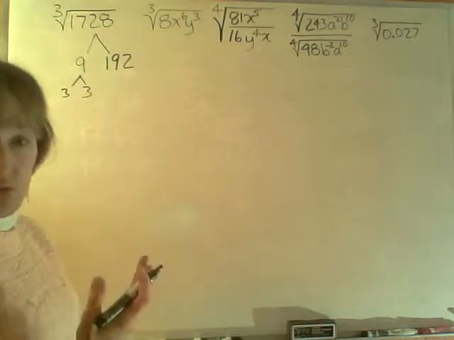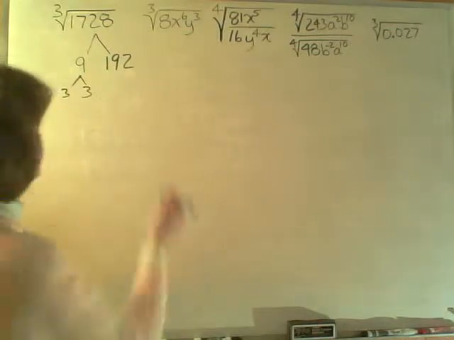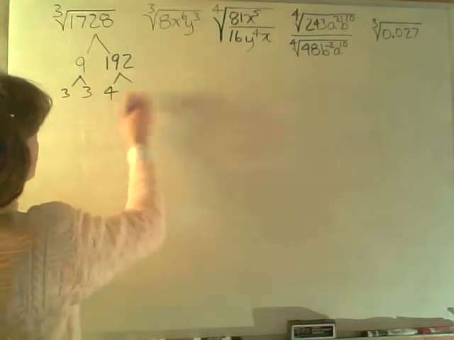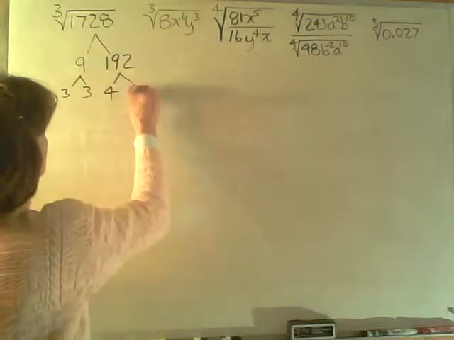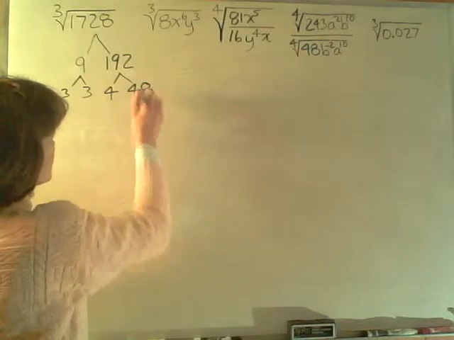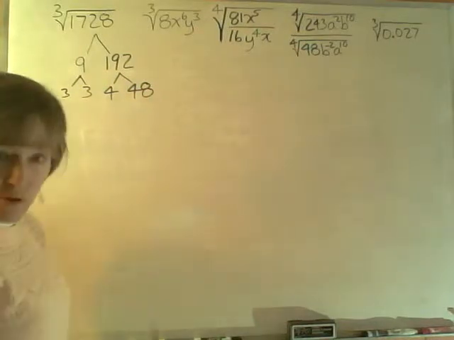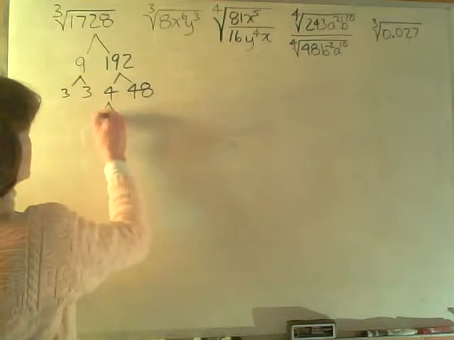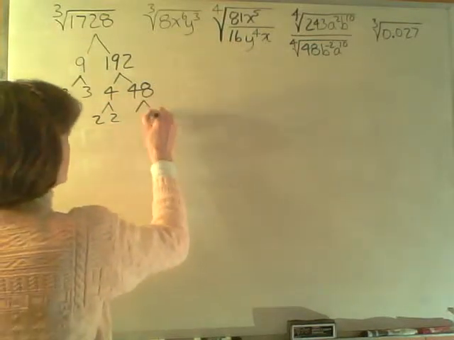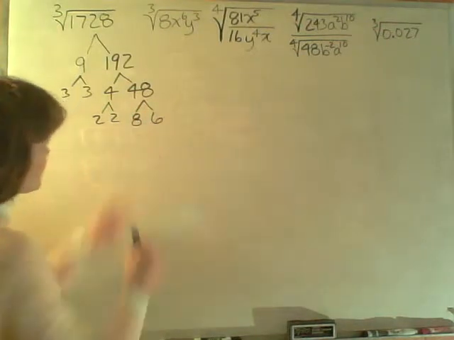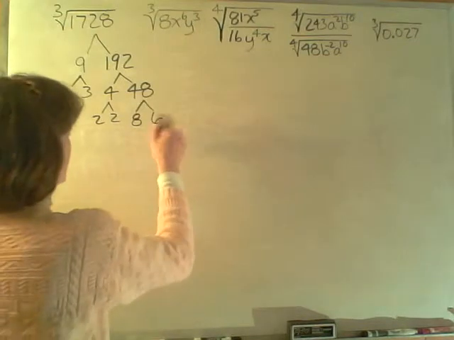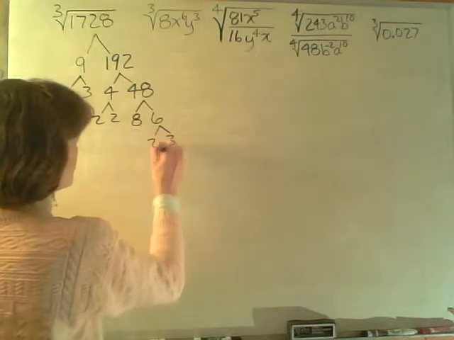Now 192 looks like a number that's probably divisible by 4, so I'm going to try 4. Alright, so 4 goes into 19 4 times with 3 left over, and then 4 goes into 32 8 times. Right, 4 is a perfect square, but it's not a perfect cube, so I'm going to go ahead and break it down. And then 48 can be 8 times 6. Now 8 is a perfect cube, so I'm going to leave 8 the way it is.